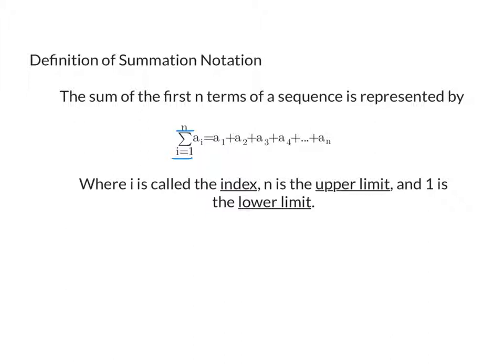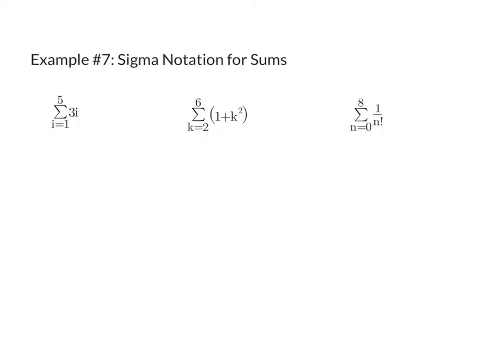So then plus a sub 2 plus a sub 3 plus a sub 4 all the way up to a sub n. It says i is called the index and n is called the upper limit. And for us, 1 was the lower limit.